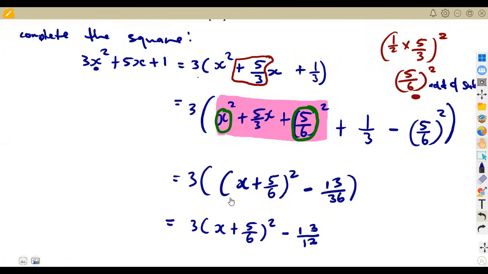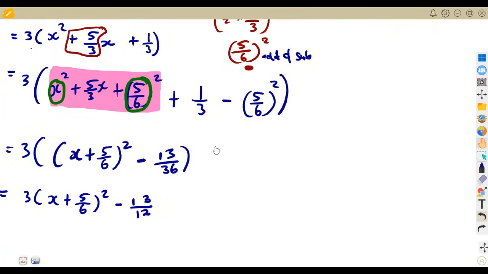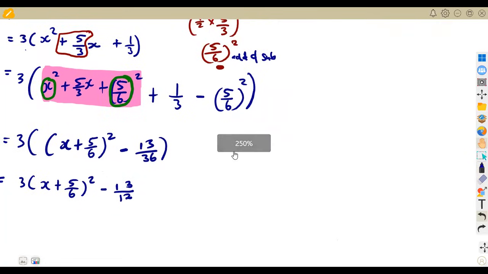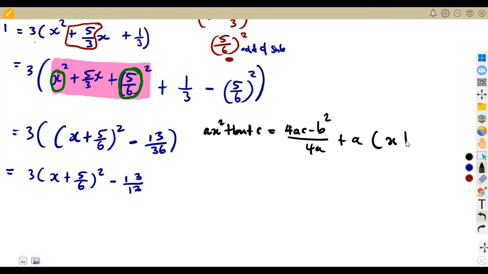But like I said also, we can use the formula in order to complete the square. You can also opt for the formula. What does the formula state? The formula states that if I am given a quadratic expression of ax squared plus bx plus c, this is equivalent to, when I complete the square, (4ac minus b squared) over 4a plus a into (x plus b over 2a), all squared. So this is how you play around with the formula.